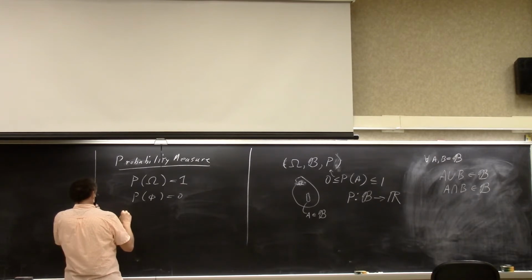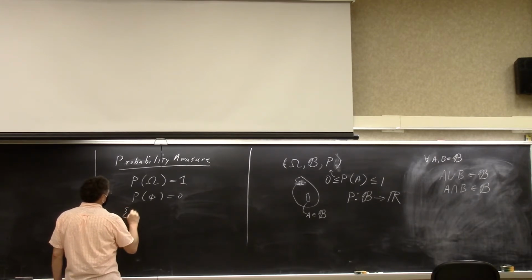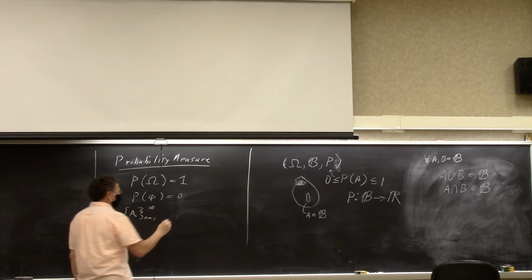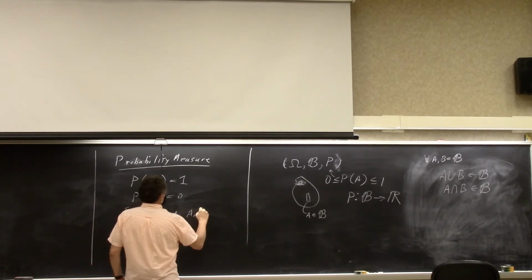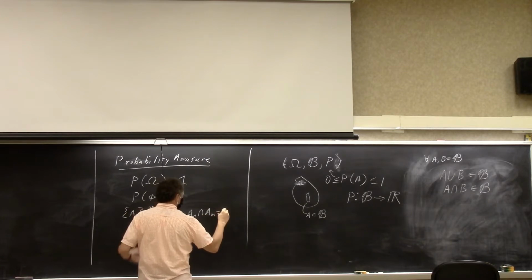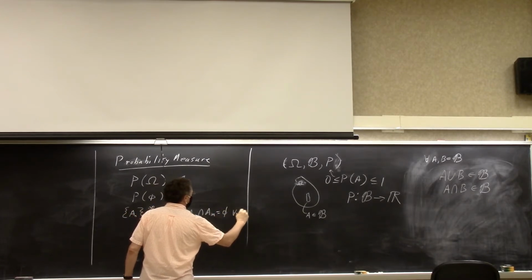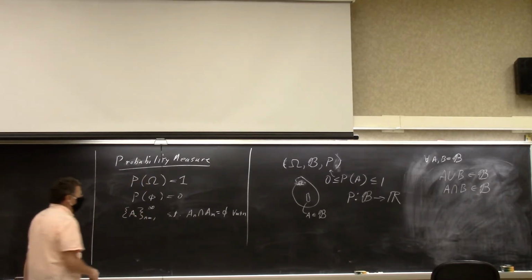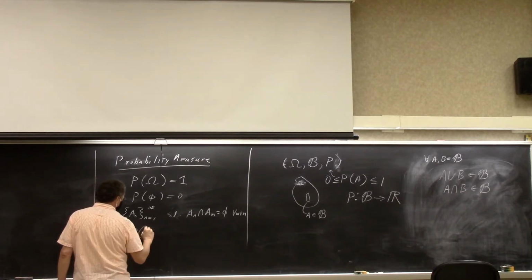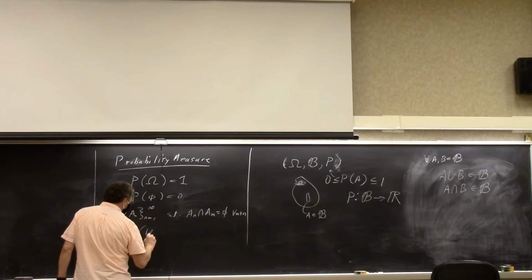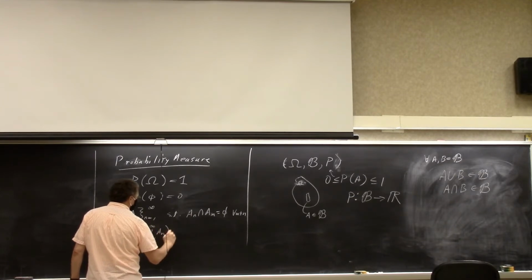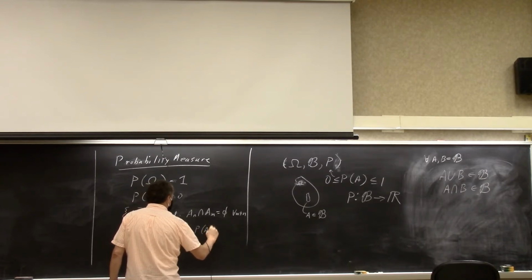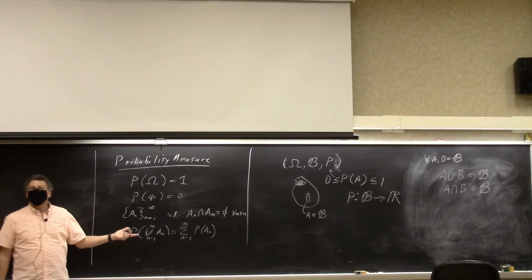And then if you have an infinite sequence of sets, A_N, for n from 1 to infinity, such that A_N intersection A_M is null for all M not equal to N, in other words, they are disjoint sets, that's just a complicated way of saying disjoint sets, then the probability of the union from n equals 1 to infinity of A_N is equal to the sum from n equals 1 to infinity of the probability of A_N. This has got to be a countable infinity, because otherwise you'd have problems.